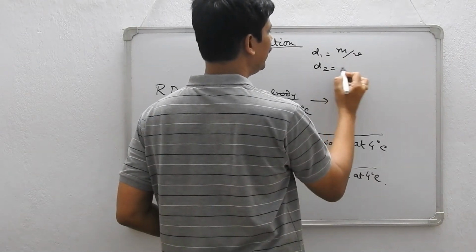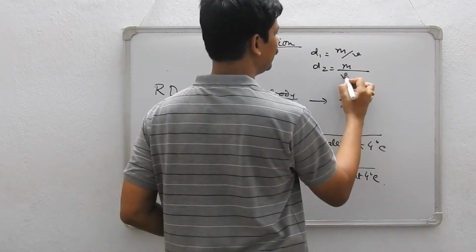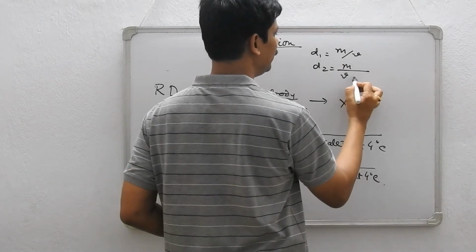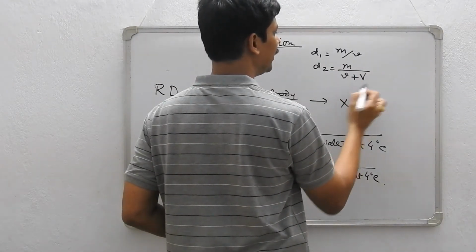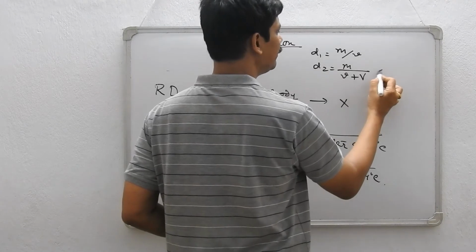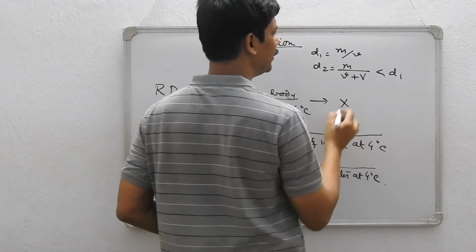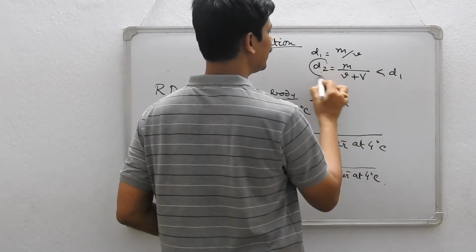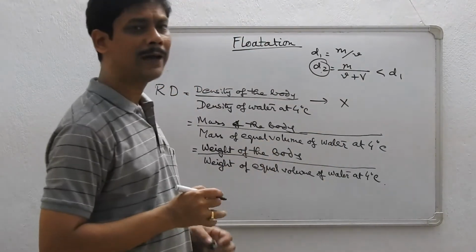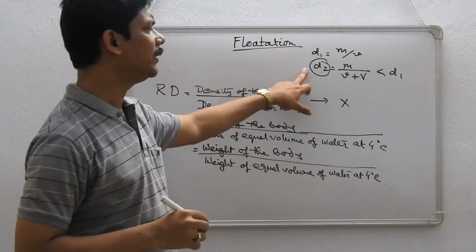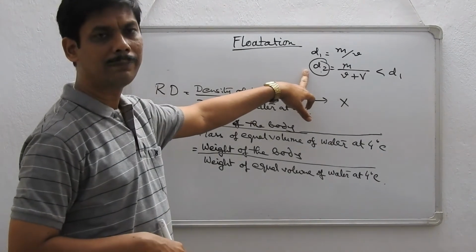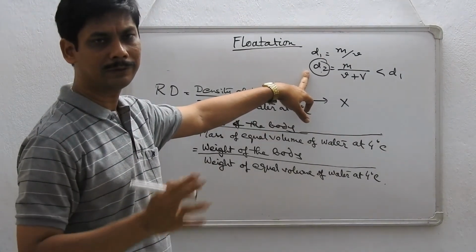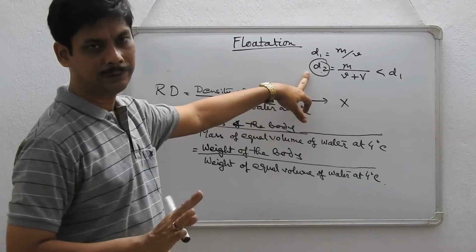But when I inflate it, the same mass is divided by the volume of the material plus the volume of air inside, and of course this is much less than d1. Therefore, this has less density, and the inflated ball or the inflated balloon has much less density compared to that of water or air, as we say.